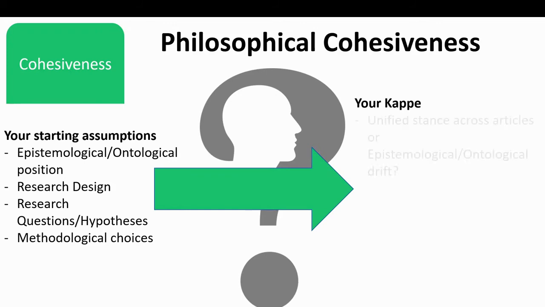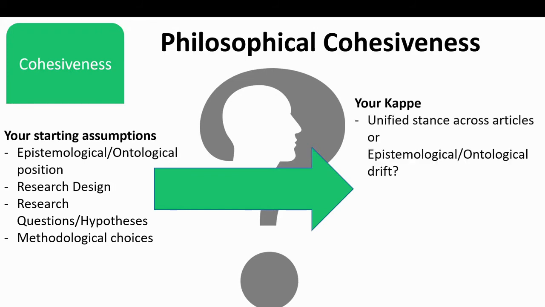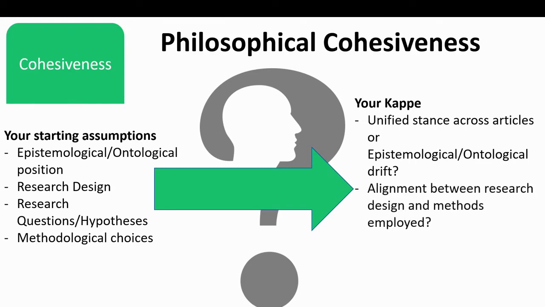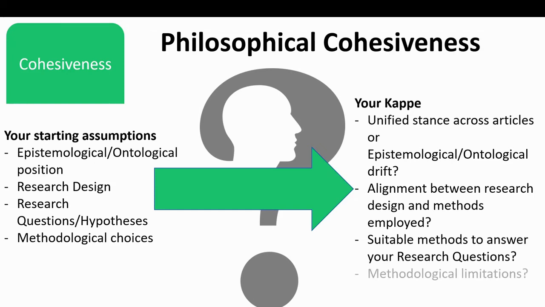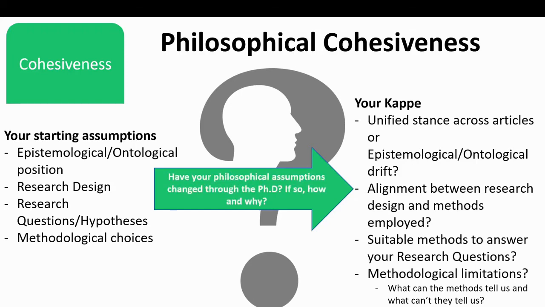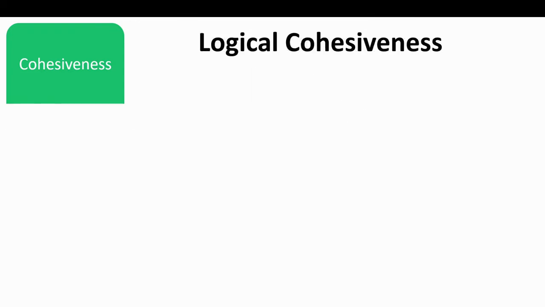Do you have a unified stance across each article, or have you had an epistemological or ontological drift from article to article as your ideas have changed? Do you have alignment between your research design and the methods that you employed to answer your research questions? Do you have suitable methods to answer your research questions? And what are some of the methodological limitations of the methods that you did choose? What is it that the methods can tell us and what can't they tell us? And also, have your philosophical assumptions changed from manuscript to manuscript throughout the Ph.D.? And if so, why?